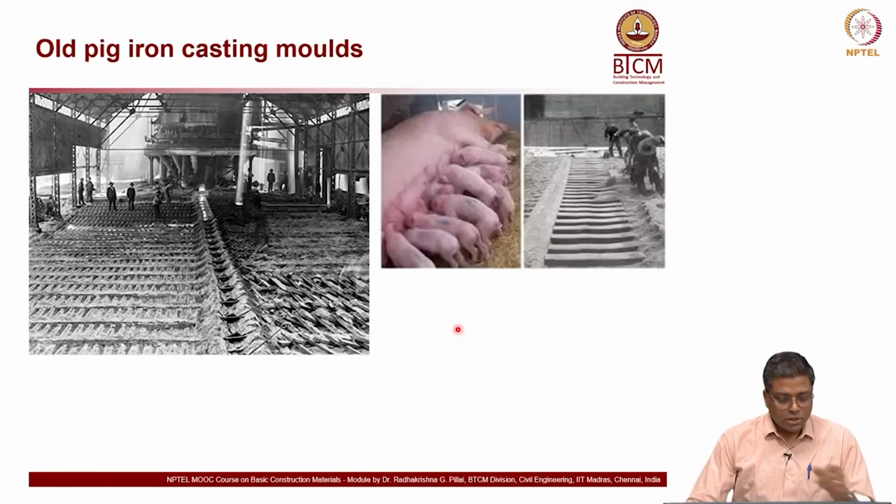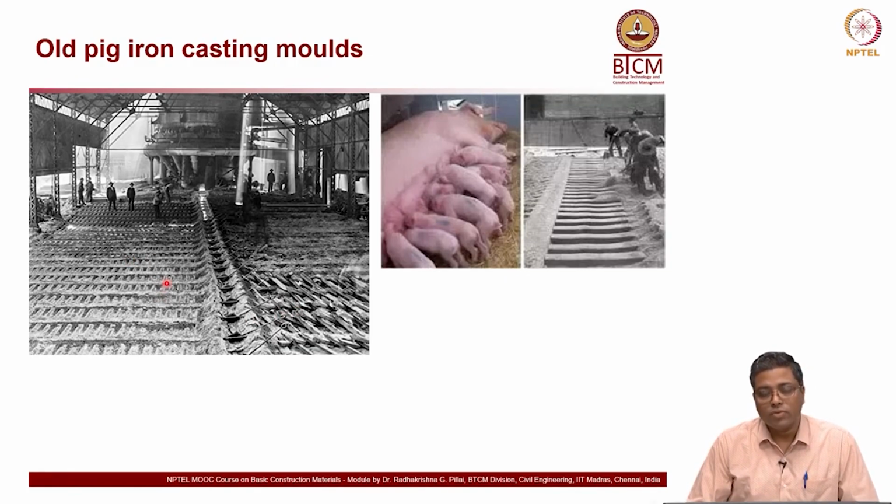Now, this is the picture of an old pig iron casting mold, you can see on the left side. And first let us see why it is called pig iron. Okay. It is because of the shape of these pig iron pieces, or this mold area, they kind of look like baby piglets being breastfed. You can see the picture here.